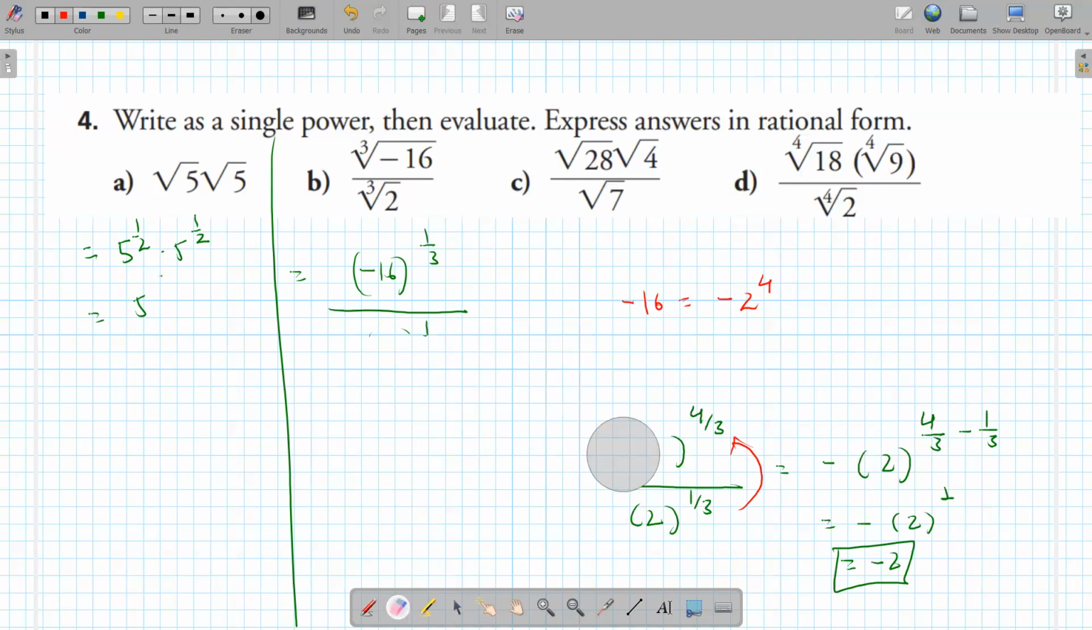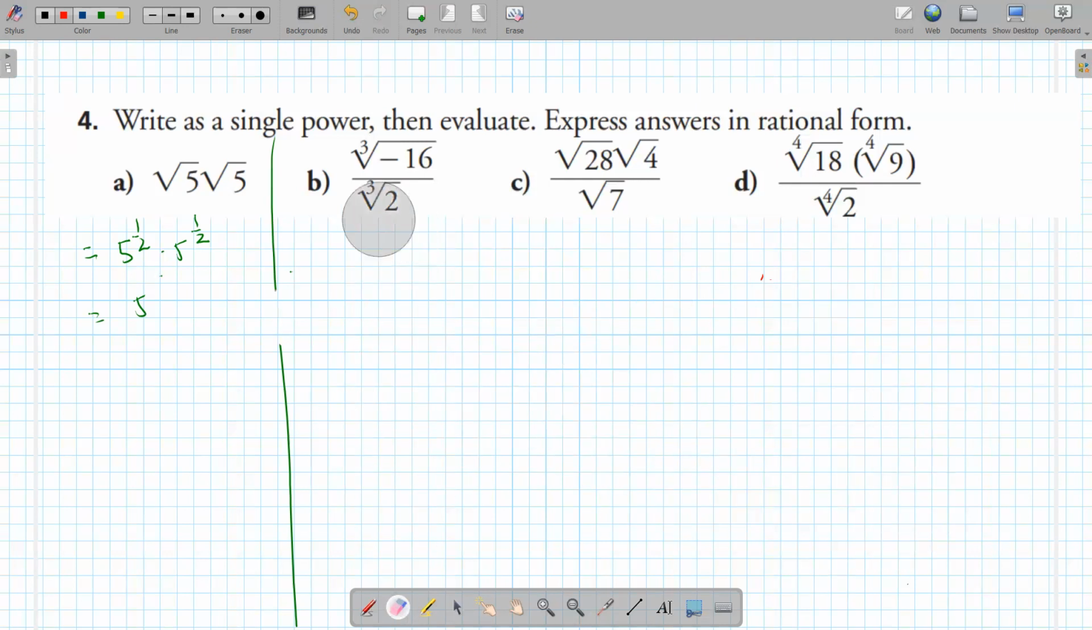C is looking super wacky. Let's look at C. What do we do for C?